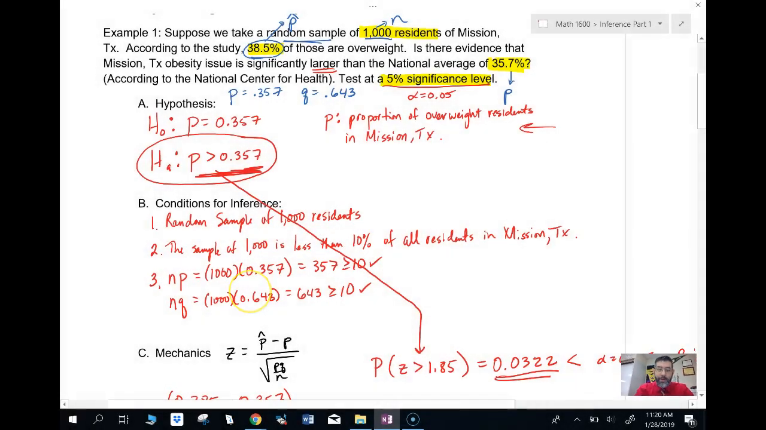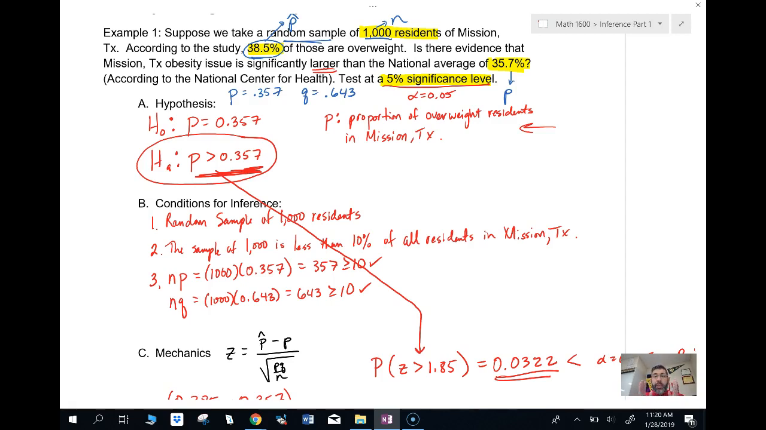So I'm going to slide down here a little bit. My example was that we took a random sample of 1,000 residents in Mission, Texas, and we did a study. 38.5% of them were overweight, and we were comparing it to the national average at 35.7%.